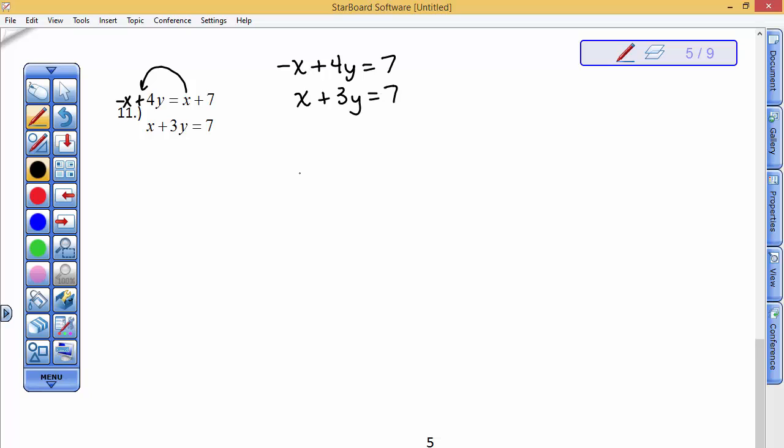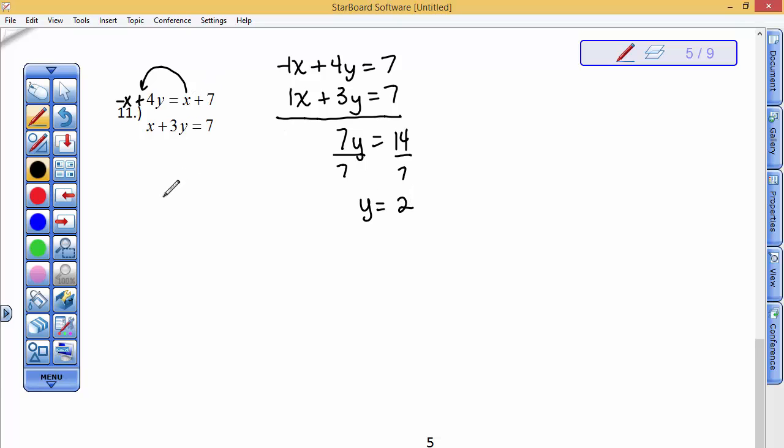So, son of a gun, isn't that nice of me to make this be a -1 and this be a +1, so that when you add these equations, the x's disappear, and 4y and 3y add to be 7y. 7 plus 7 is 14, and now when you divide both sides by 7, you get y is equal to 2. Take that value for y and plug it into one of these two equations.